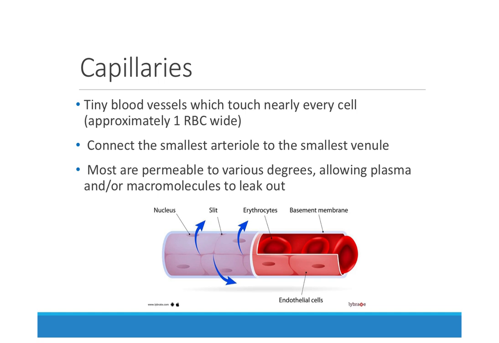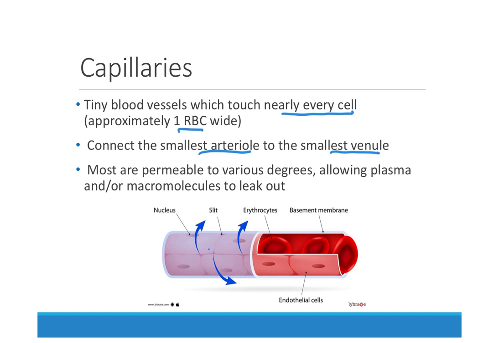So capillaries, as I said, are our smallest blood vessels, and they touch nearly every cell because they are about one red blood cell wide. The capillaries connect the smallest arterioles to the smallest venules, and they're permeable to various degrees.